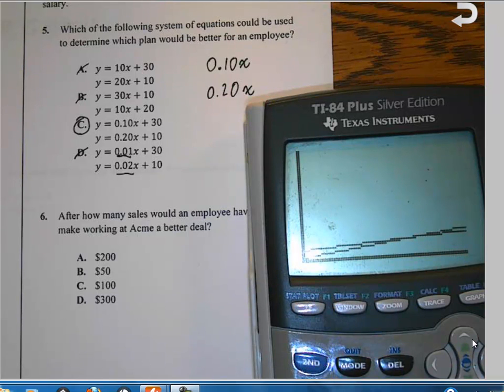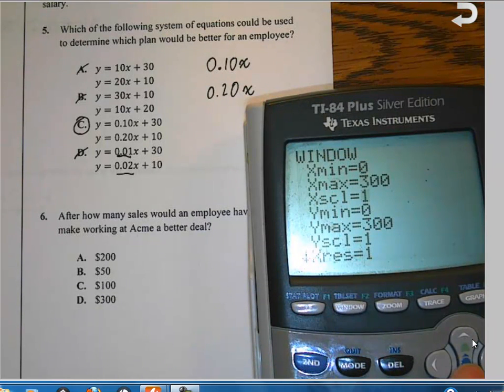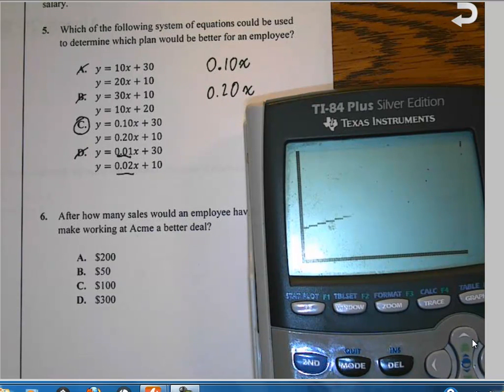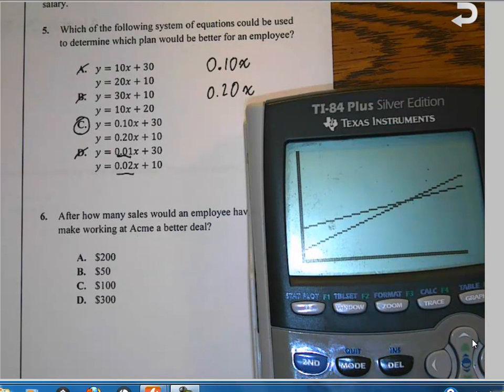We see that we have a point of intersection, and we didn't have to go all the way to 300. So we'll go back to the window, and instead of going from 0 to 300 on the y, let's go on ahead and go from 0 to 100 and see how that looks. Now we see a better and more clearly defined point of intersection. You understand that Acme is the one where you start with less money, but you have a higher rate. This is where you overtake.